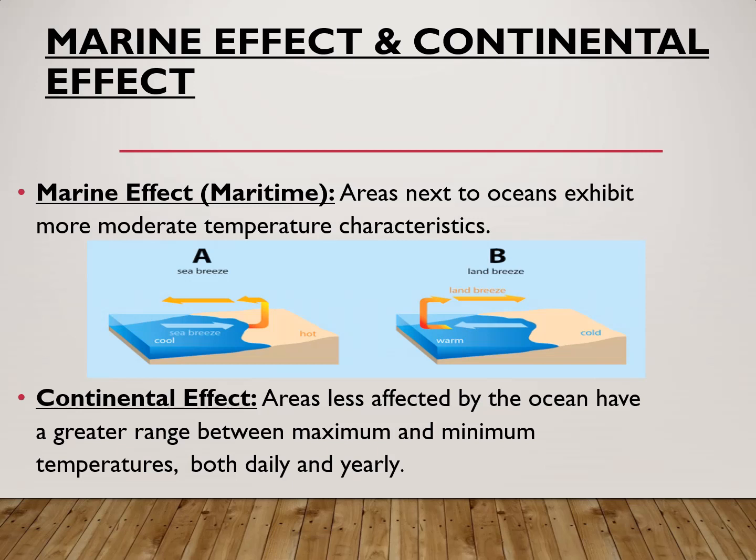Whereas places which are less affected by oceans, places which are very far away from the coast, will have a greater range between maximum and minimum temperatures, both daily and yearly. Even daily, days will be very hot, nights will be very cold, and in summers the days will be very hot, and in winter the nights would be very cold. So the range between the maximum temperature and minimum temperature goes on increasing as you move away from the coast.